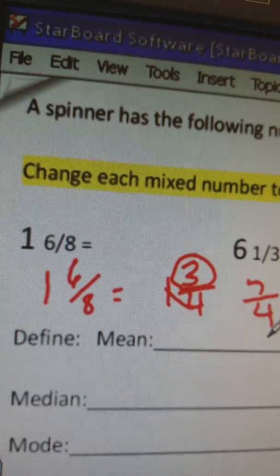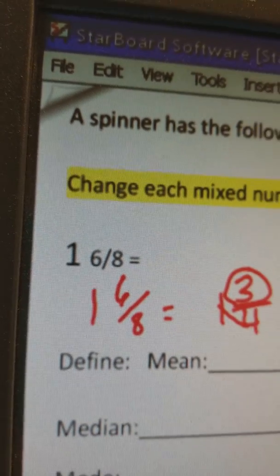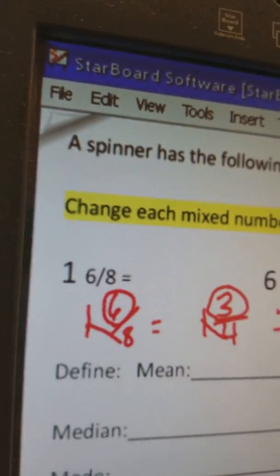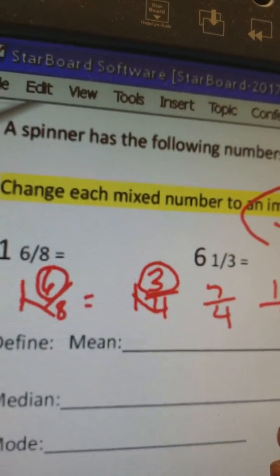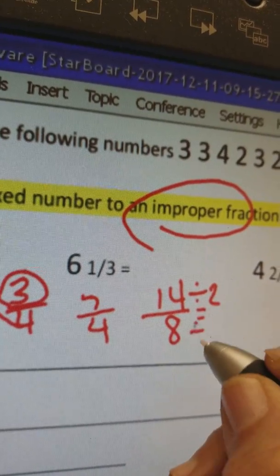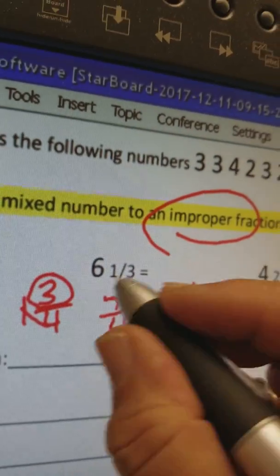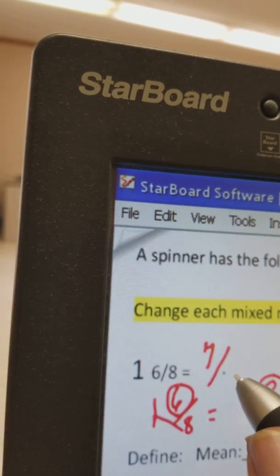There's your improper fraction. If you forgot to reduce beforehand, you could say 1 times 8 is 8, plus 6 is 14 over the 8, but then you reduce by 2. Remember brother, sister rule, whatever you do to one, you do to the other. 7 over 4, same answer. So the first answer is 7/4.